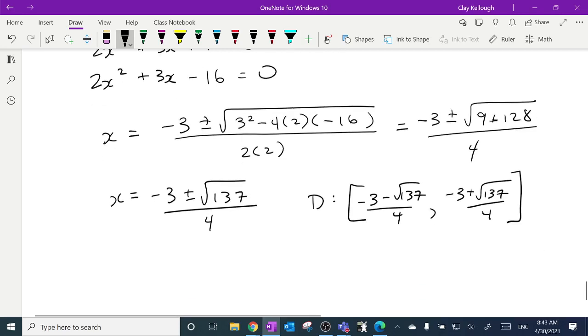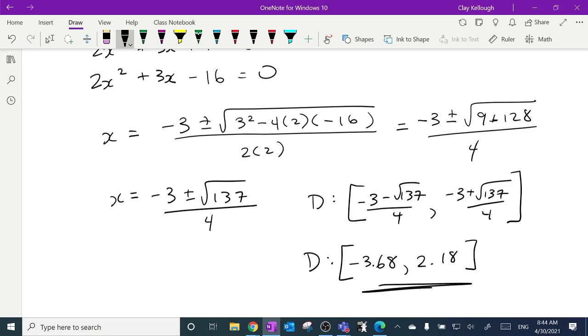Let's see if that's the right answer. We'll get to decimals and then we'll compare it to Desmos, because I did say I wanted decimals, right? So negative 3 minus the square root of 137 divided by 4, I'm getting negative 3.68, and negative 3 plus the square root of 137 divided by 4, I'm getting 2.18. Let's see. Is that what we're supposed to get?